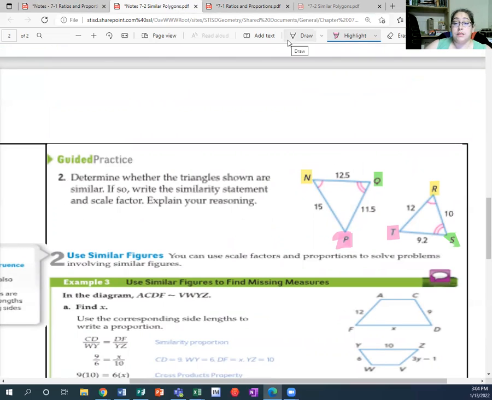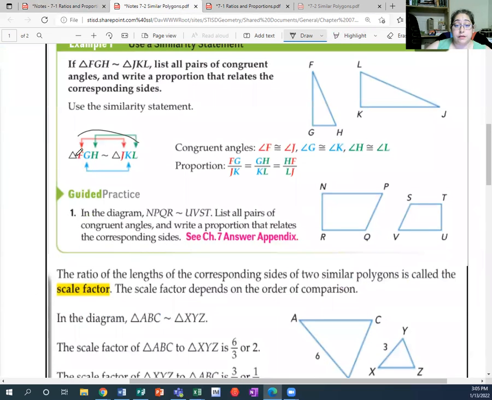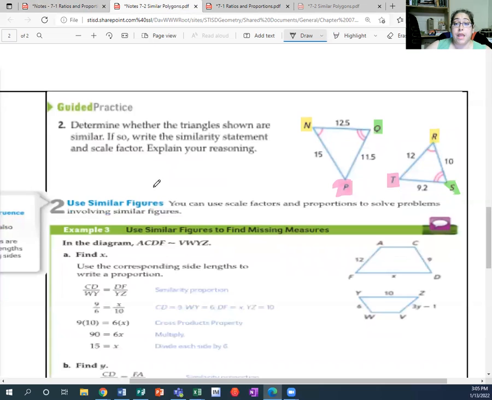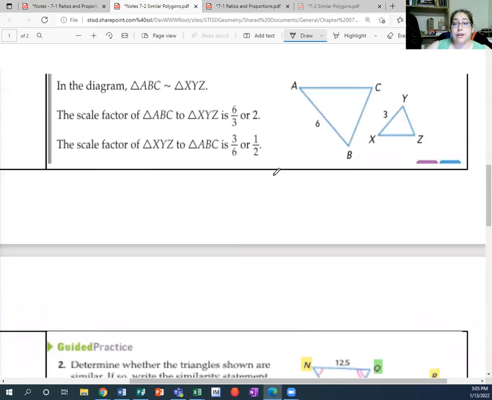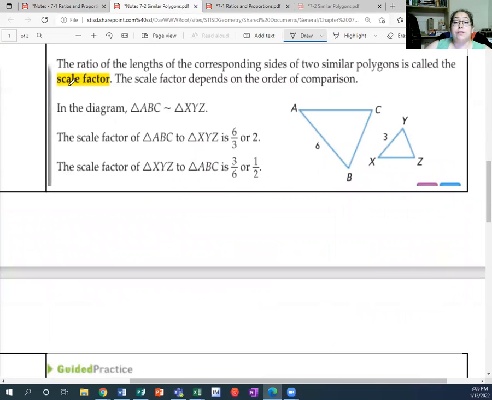All right, this says determine whether triangles are similar. If they are, write the similarity statement, that is, write this thing, similarity statement, and the scale factor. So let's take a moment and talk about scale factor really quickly. The scale factor is just that fraction you get when you write the side lengths in ratios. But the scale factor is going to depend on the order that you're making your comparison.